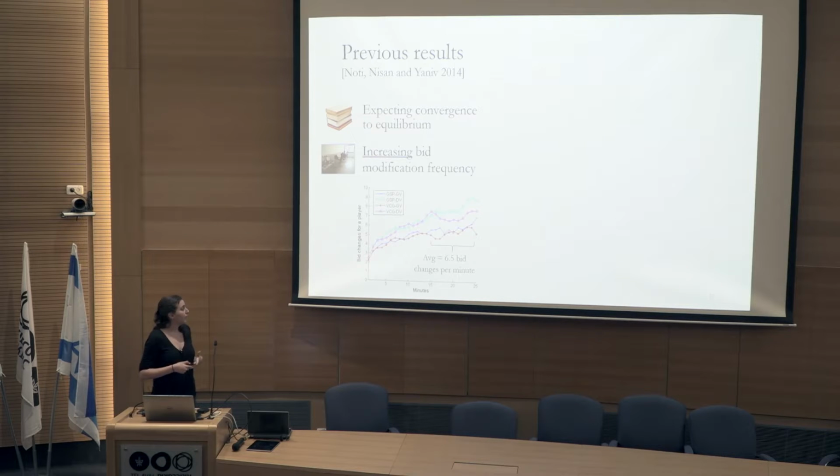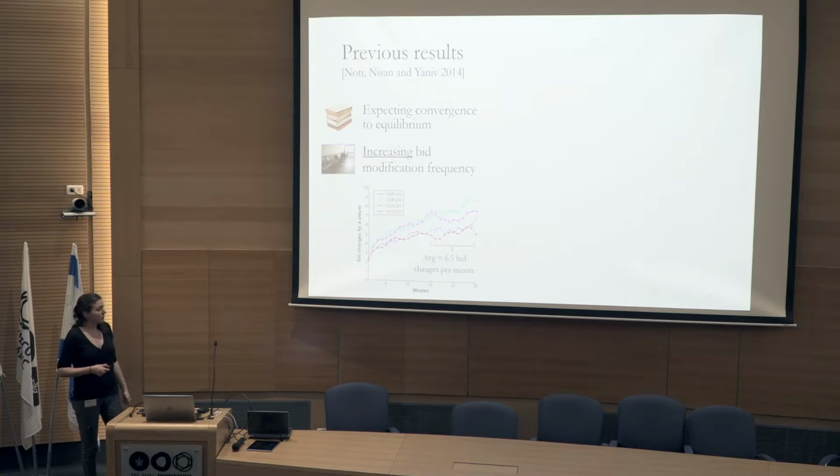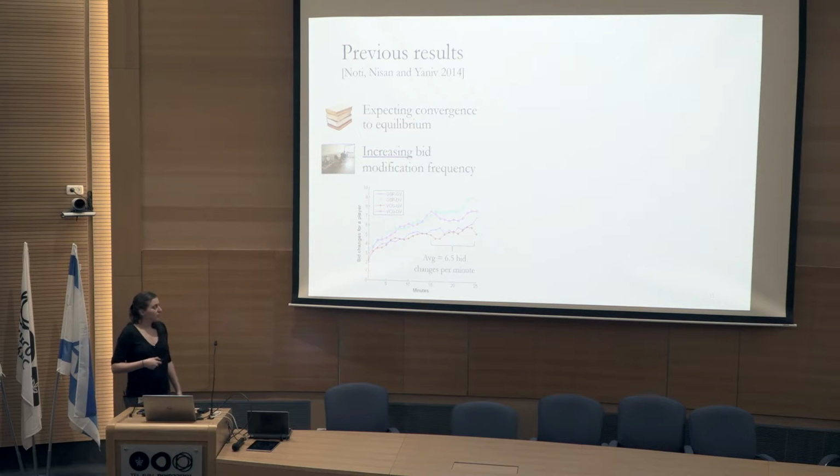In this graph, we see the average number of bid modifications made by a player over the 25-minute game in each of the 4 experimental conditions. So the bidding activity increased in all conditions, and in the last part of the game, every player changed his bid more than 6 times in a minute on average. So clearly, bids did not converge in our experiment.